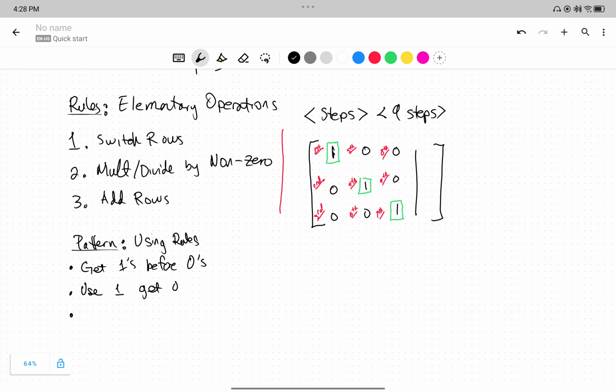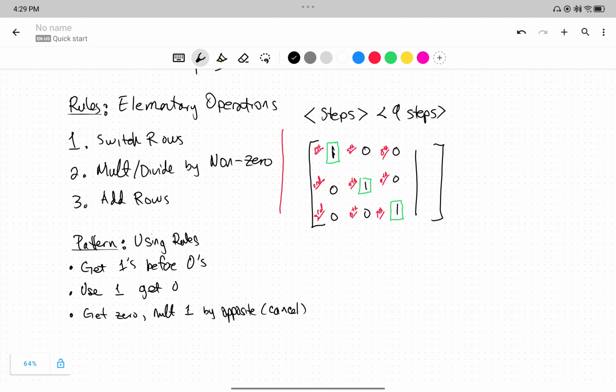So how do you use the 1? Well, let me say it this way. When you want to get the 0, multiply the 1 by the opposite. Why the opposite? Because that's how you cancel. All right, so that's the pattern.